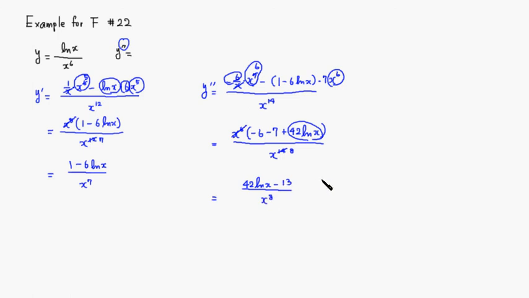If you want, 42 is a multiple of 13. Actually, that's not true. 42 is not a multiple of 13, so I think this is it. That's it. I hope that this was clear.